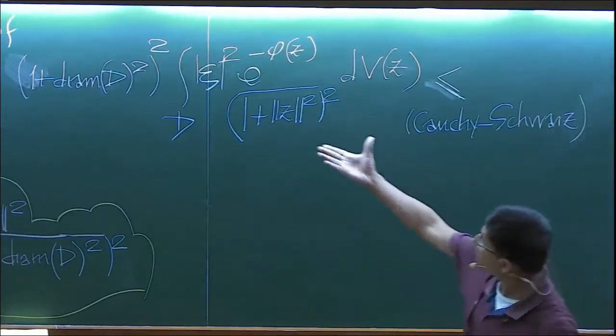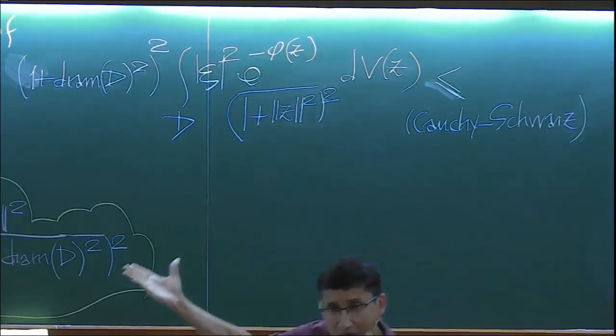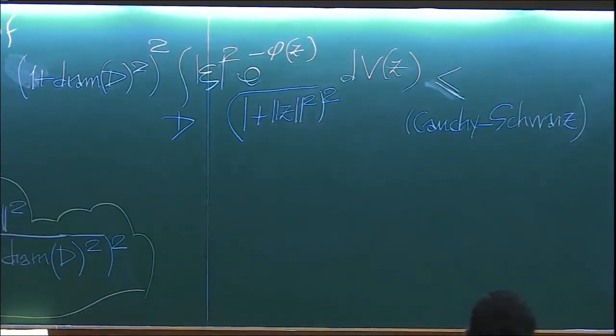Right, so you see, 1 over this is really, really innocuous, right? So by Cauchy-Schwarz, one gets the RHS of the inequality 1, right? So that's a quick justification.